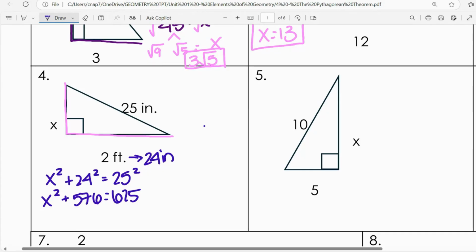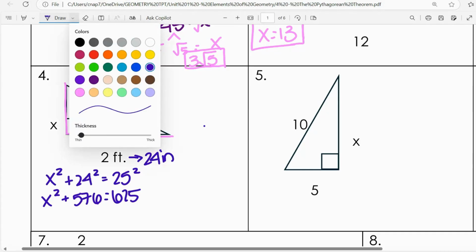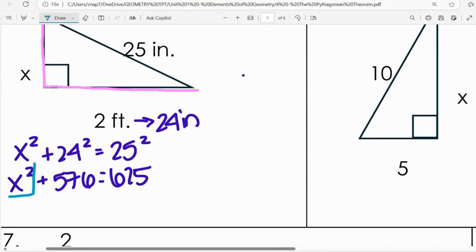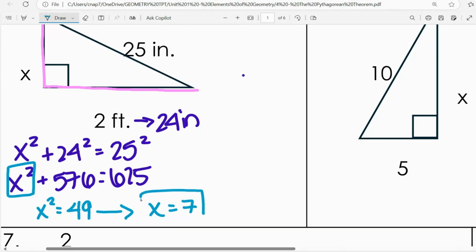Now, in the other examples, I was adding them together because they were on the same side of the equal sign. But here, I have to solve the equation by starting to get x by itself. So I'm going to take away 576 on both sides, and I'm left with 49. When you take the square root, you get that x equals 7.